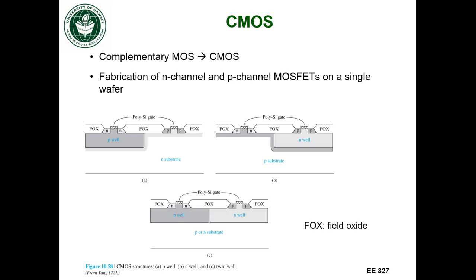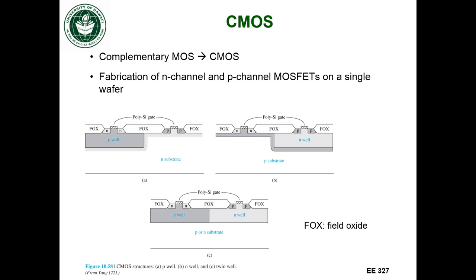You can also do the reverse of that and start off with a P-type substrate and create an N-well. So this N-well is going to be your P-channel device, and your P-type substrate functions as the area where you're going to put your N-channel devices. Sorry, in all of these we also need to electrically isolate the P-channel and N-channel devices. So there's silicon dioxide between them to act as an insulator to isolate them. That's labeled FOX. That stands for field oxide.